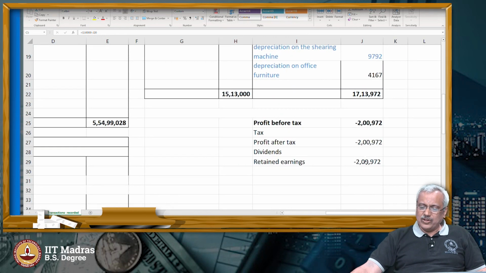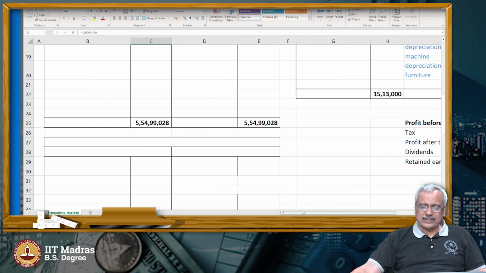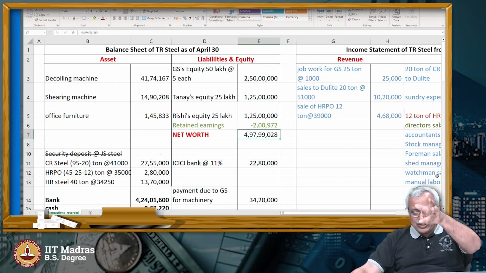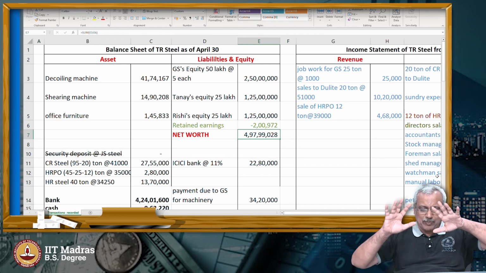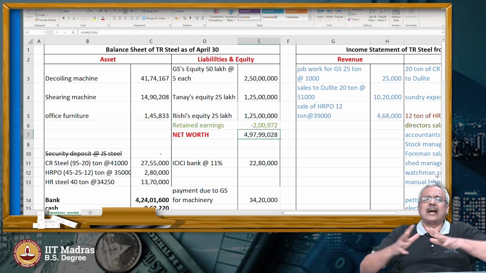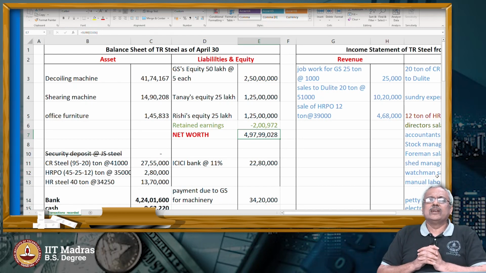So, what is happening? You have made a loss of about 2,00,972. The loss is borne by the capital. Their capital was about 5 crores initially. Now the 5 crores capital has become 4 crore 97 lakhs 99,000. That means their net worth has reduced as of April 30th. If I close my books of accounts as of April 30th, this is how my balance sheet and my income statement will look.